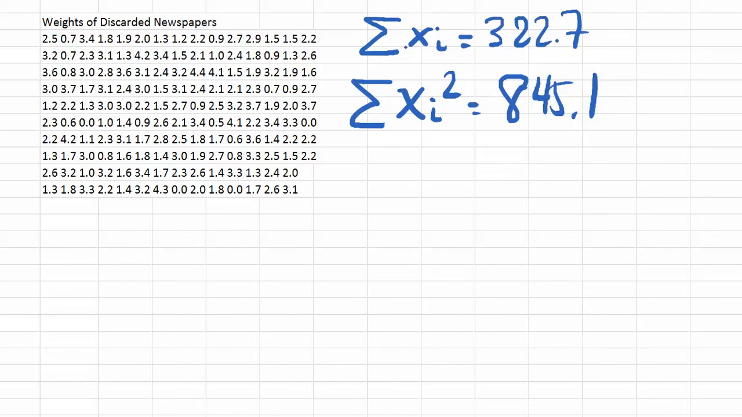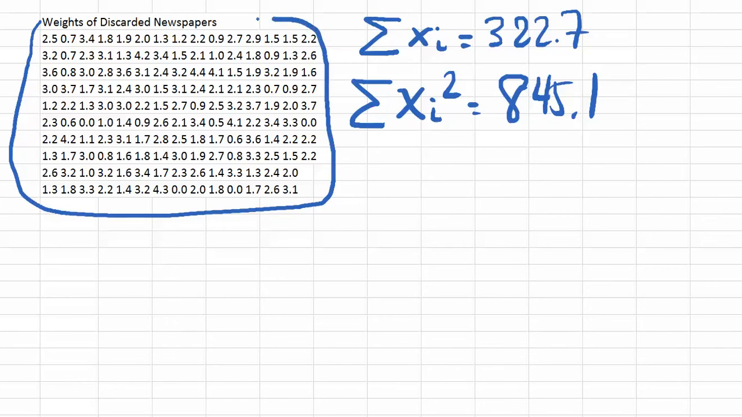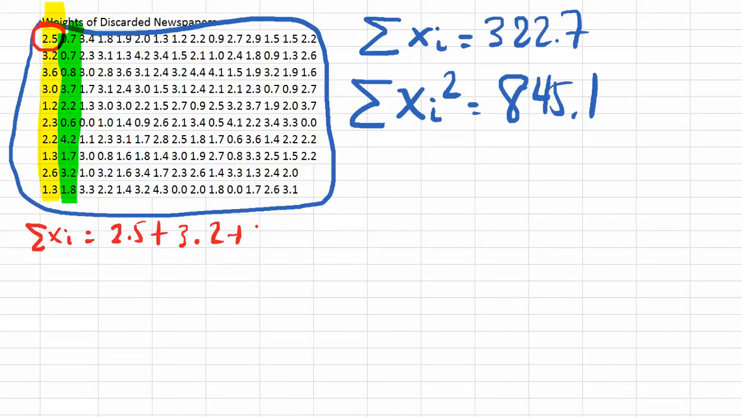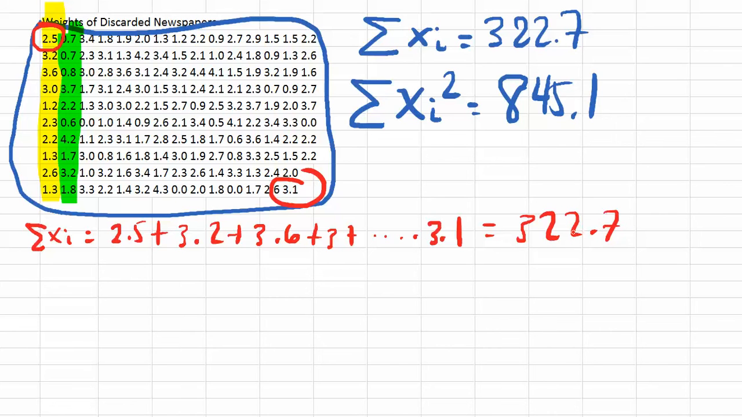So the sum of xi just means the sum of all the x's. So if you look at all of these numbers, if we go down, for example, let's look at all of these. They're all different columns of numbers and so on. So this one here would be x1, so the sum of xi would be 2.5 plus 3.2 plus 3.6 plus 3, all the way down, every single one of them down to 3.1, and that's 322.7. So they just do that to save you some time.